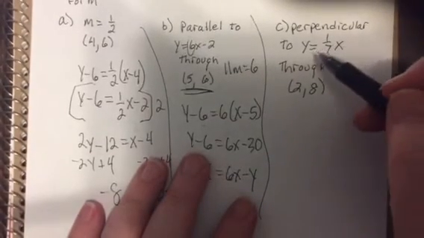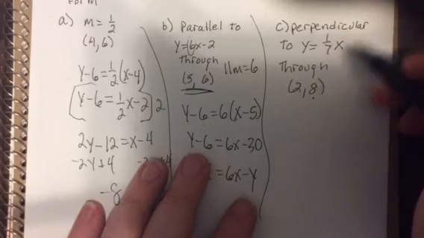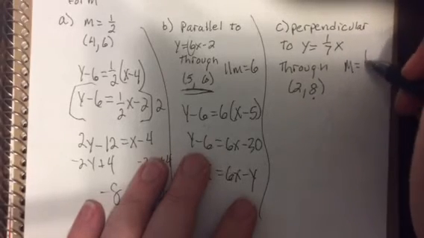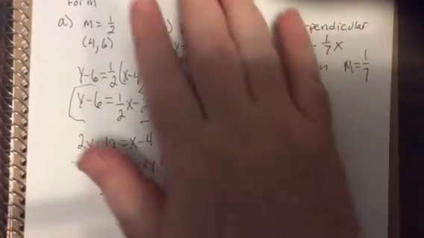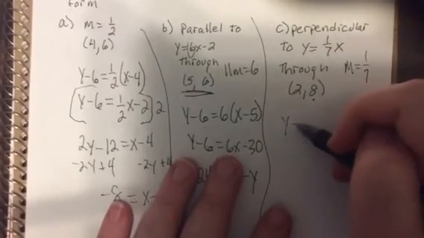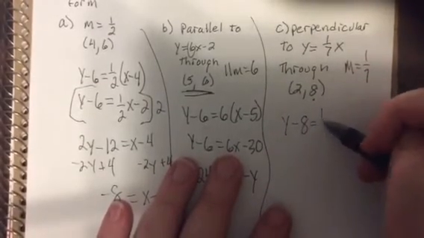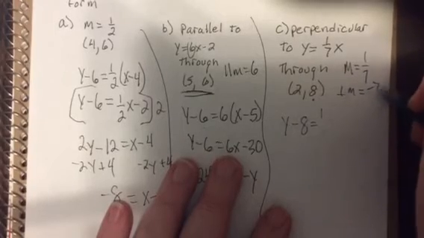Last one, y equals 1/7 x, and it's through this point. Well, so the slope of this one is 1/7. What would perpendicular be? It is the negative reciprocal. Negative reciprocal. Hello. Negative reciprocal. Oh, I'm sorry, the perpendicular slope would be negative 7.